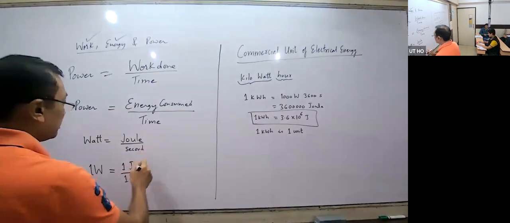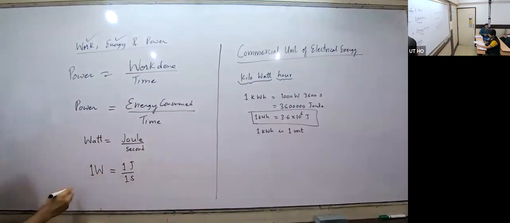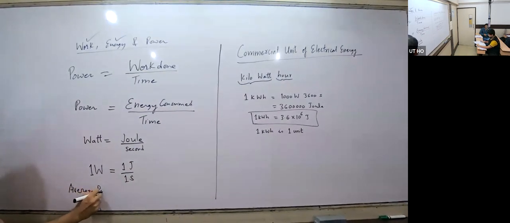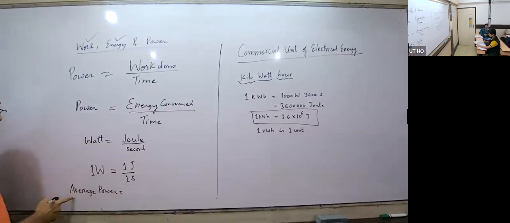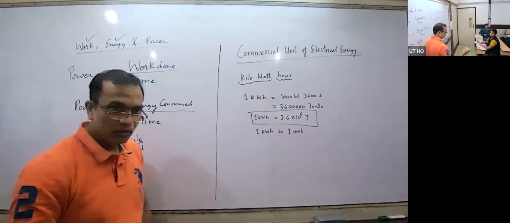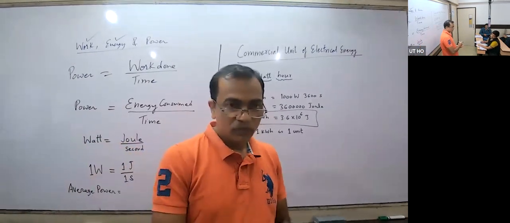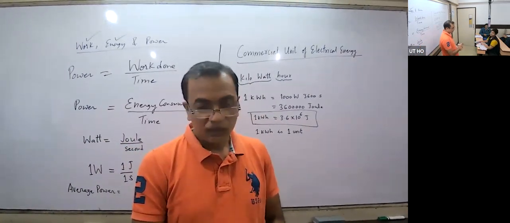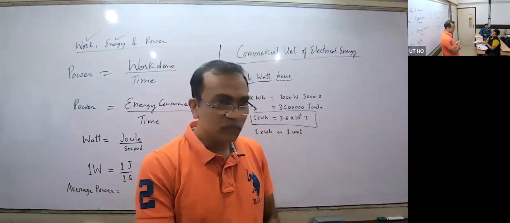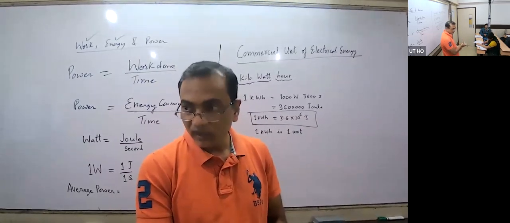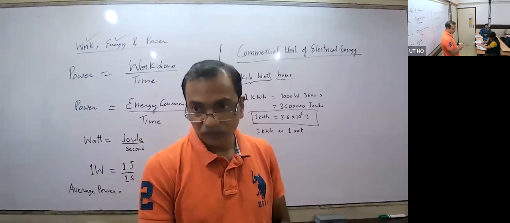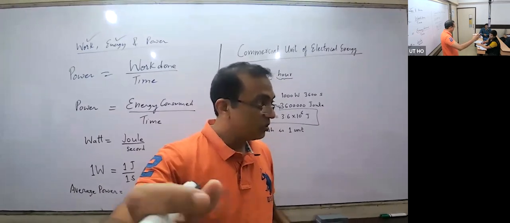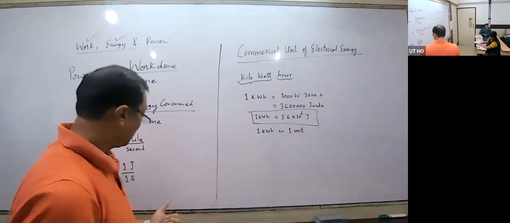Now one more thing about power. There is something called average power. What is average power? Suppose he is a boy or a girl, and is working for 8 hours. In all hours, he will not work with the same efficiency. He will get tired, right? So he will not be able to do the same amount of work in the same interval of time. So when we take the average over 8 hours, that is average power.